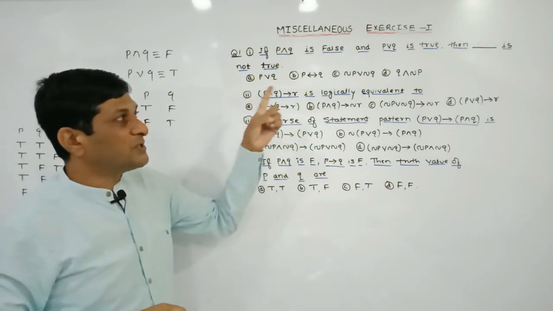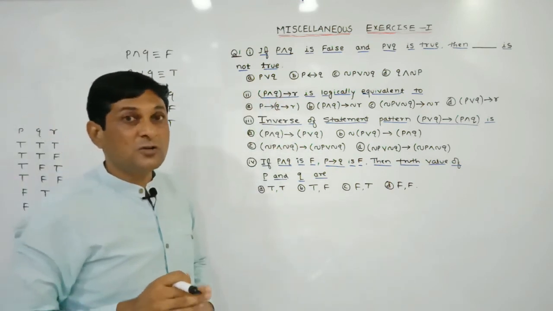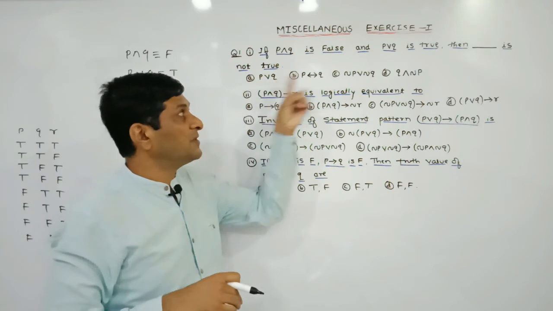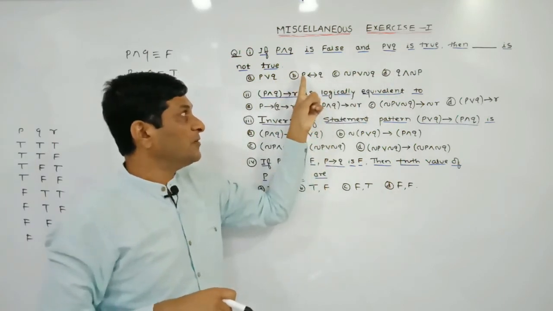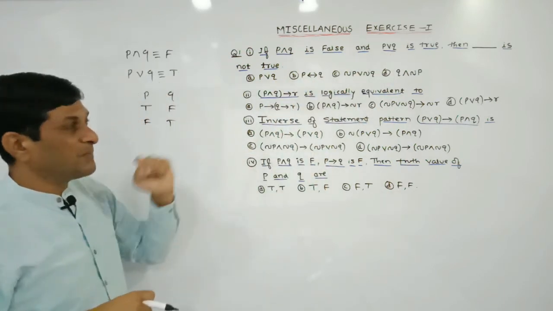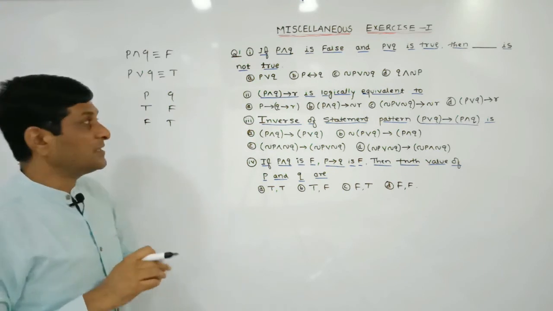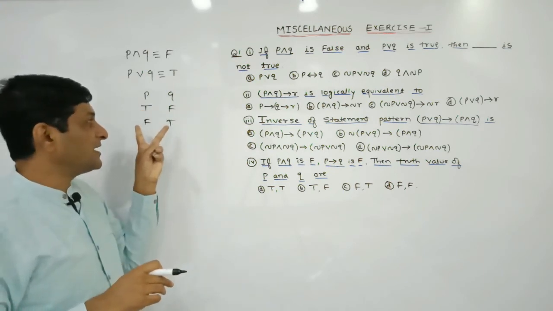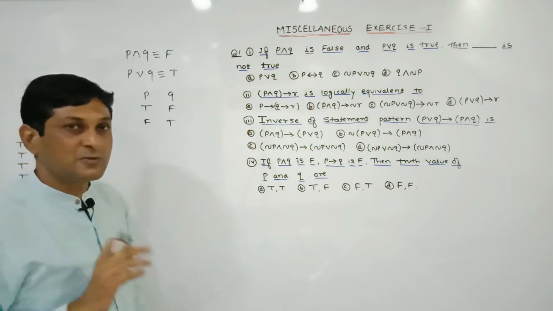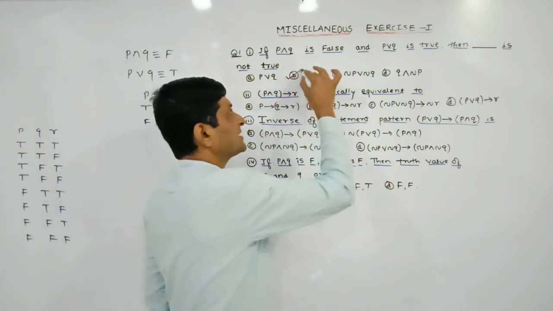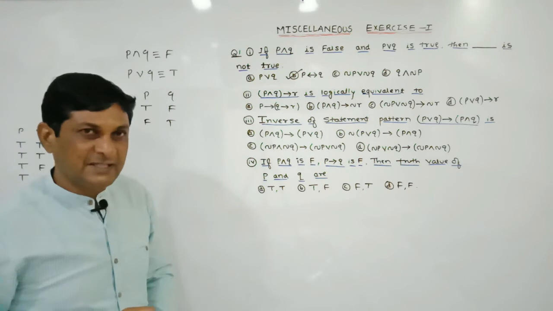Now we have to check which of the following statements is what? Not true means false. It is already given to us that P or Q is true. Now double implication. We know that double implication is false only if truth values are not identical, and in this case truth values are not identical, and in this case also truth values are not identical. That's why we can say that option B will be the correct answer here.